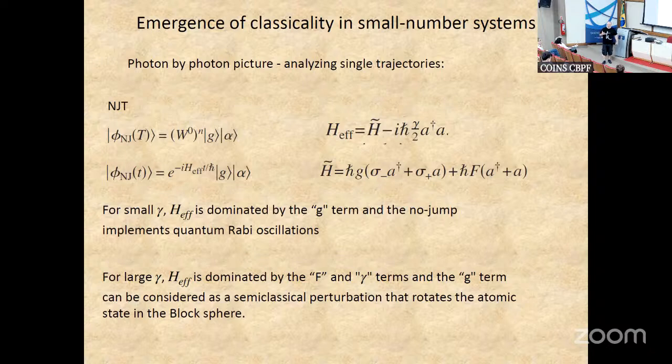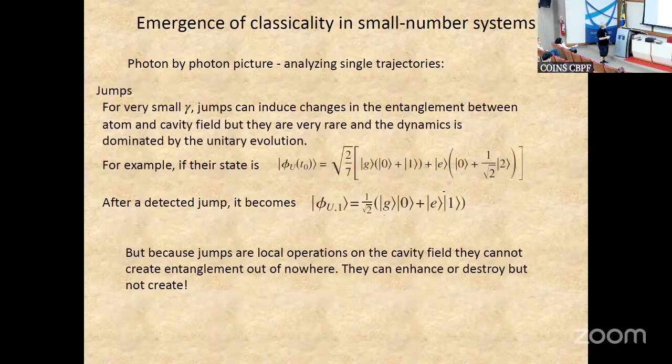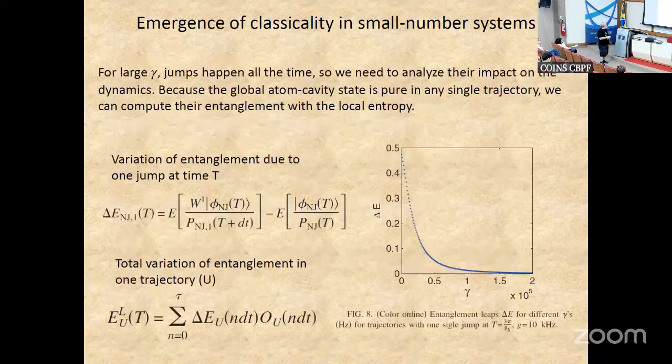However, in this regime, obviously, because gamma is large, I get many jumps. So I need to take care of the jumps. I need to understand what's happening with the jumps. So I'm going to skip this slide. We can talk about this later. But for large gamma, I can calculate in each trajectory, because the state of the whole system is pure, the variation of entanglement of my system due to one jump. I calculate it in this way: the entanglement of my state after the jump minus the entanglement of my state before the jump.